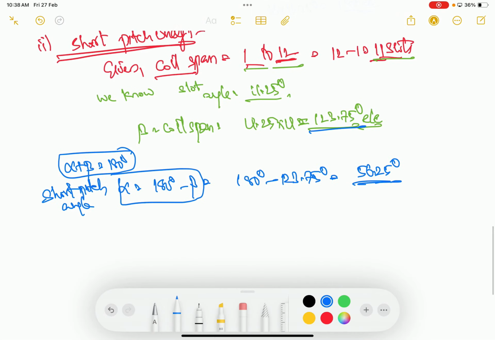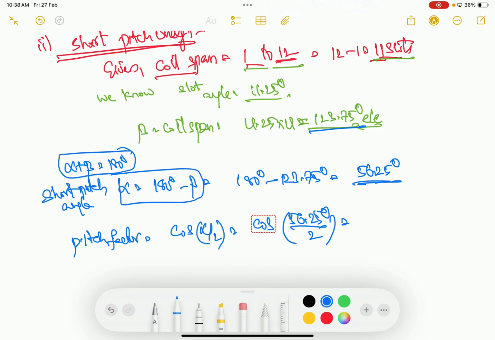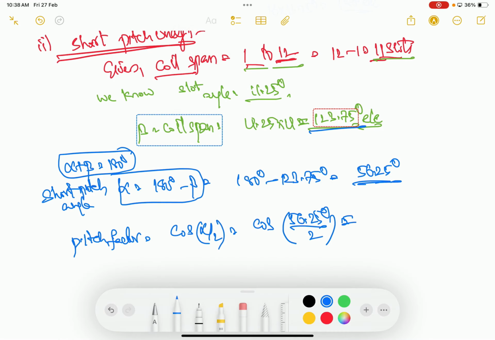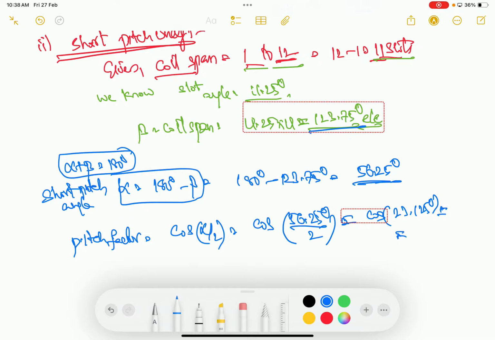So finally, what is the pitch factor? Pitch factor is cos of alpha by 2 here. Cos of 56.25 by 2, that is equal to cos of 28.125. The answer is approximately 0.88. You can take up to 2 decimal points. So this is how the pitch factor is found.